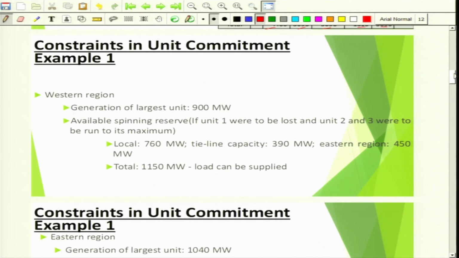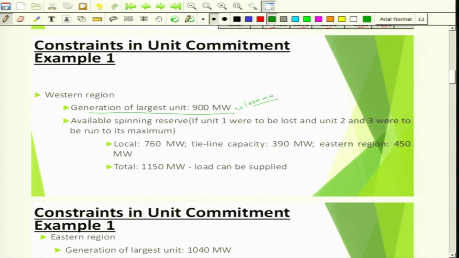So in western region, what is the generation of the largest unit, which is 900 megawatt, right? The largest unit capacity is 1000 megawatt, but it is producing a power of 900 megawatt in western region. Now let us say this unit is, for any reason, taken away. That is the objective of spinning reserve. Even if the most loaded unit is taken away, whether you can still meet the load demand or not. Let us say the 900 megawatt is taken out.